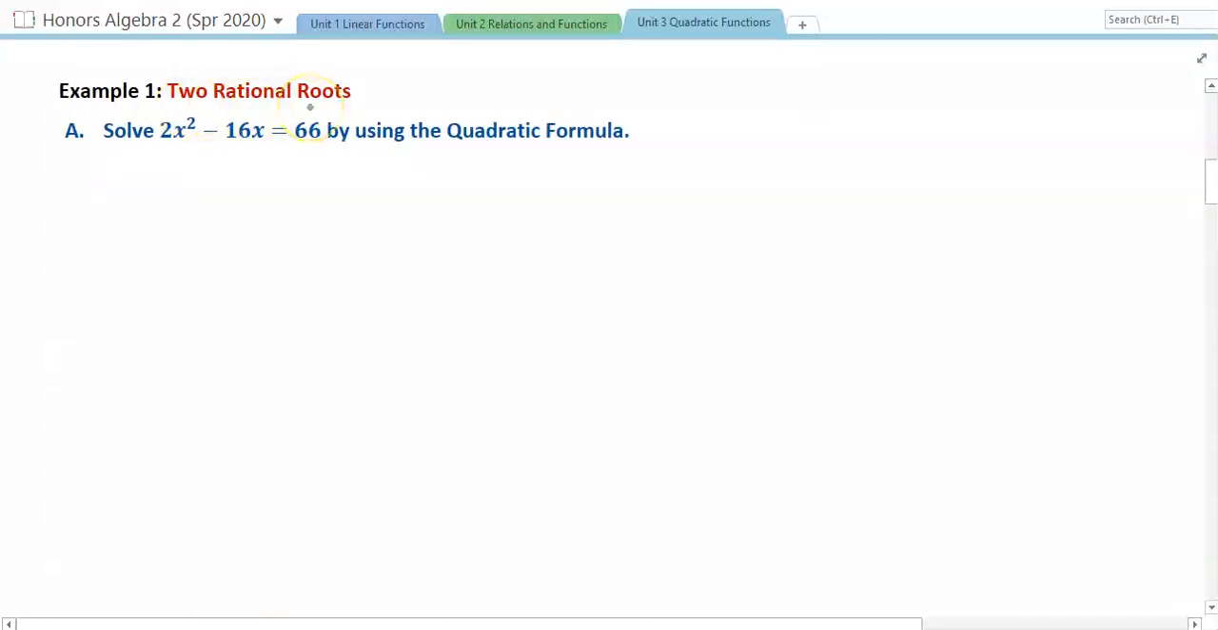So this is two rational roots here. 2x squared minus 16x is equal to 66. Well, we have to get it set equal to 0 first, and so I'm going to subtract the 66 from both sides. And so 2x squared minus 16x minus 66 is equal to 0.